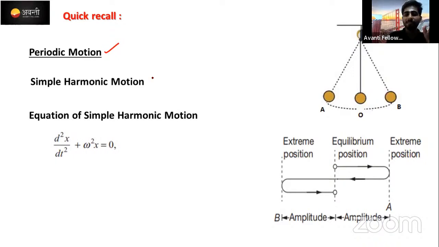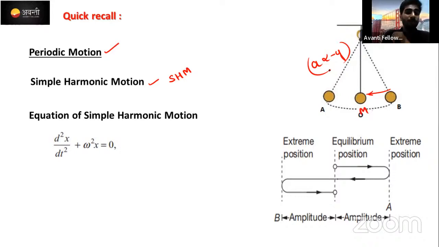And then we defined simple harmonic motion, in short form SHM. What is simple harmonic motion? It is also basically periodic motion only, but it has two conditions. First condition is that the acceleration of a particle is always towards the mean position. This is the mean position, no? And the acceleration of a particle is proportional to the negative of the displacement. Clear enough? This is the condition for simple harmonic motion.